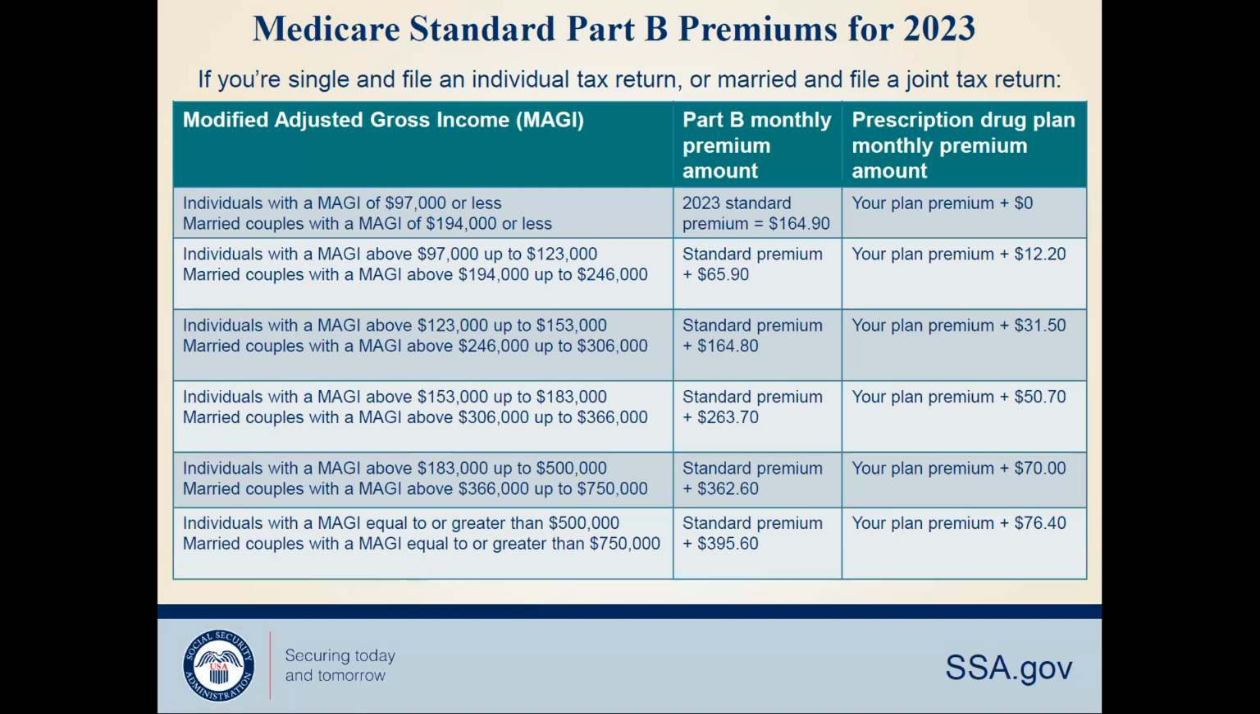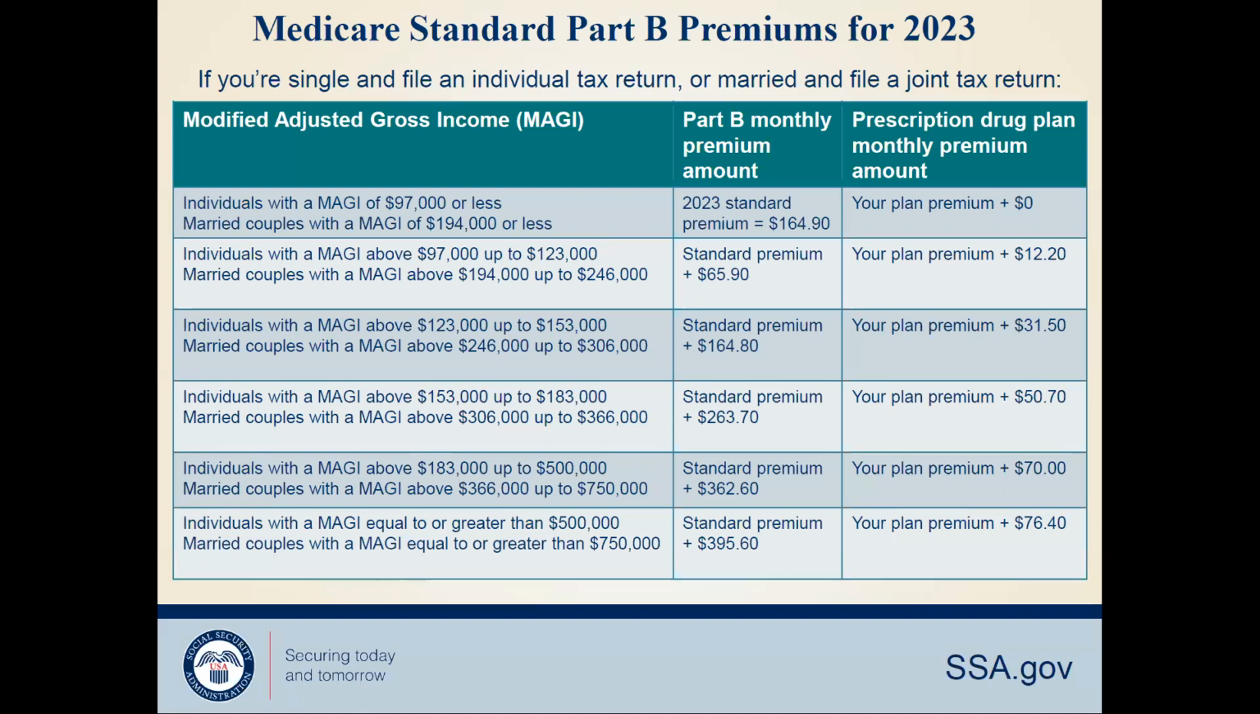account. Now, people with higher incomes will pay more for Part B and their prescription drug plan premiums. This is called IRMAA, which is Income Related Monthly Adjustment Amount. We determine whether you pay the higher premium every year, and this is how it works.